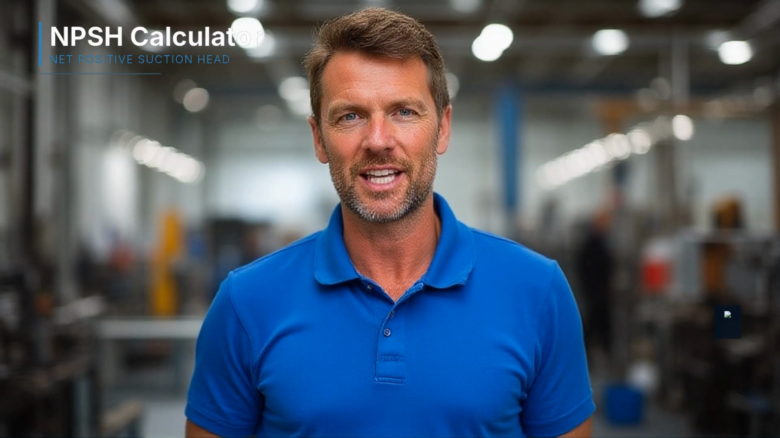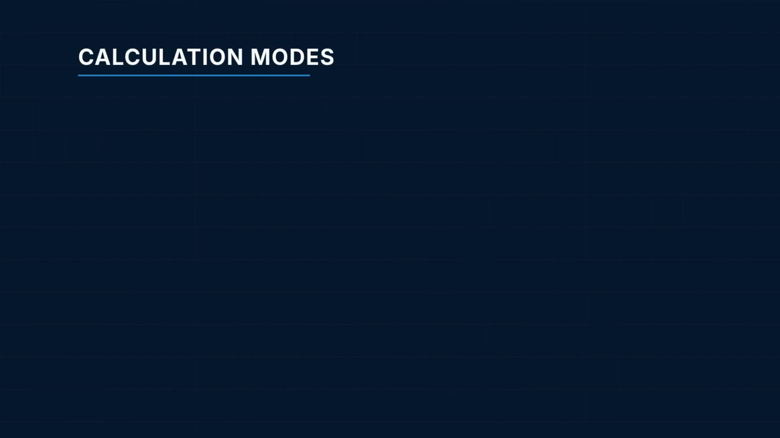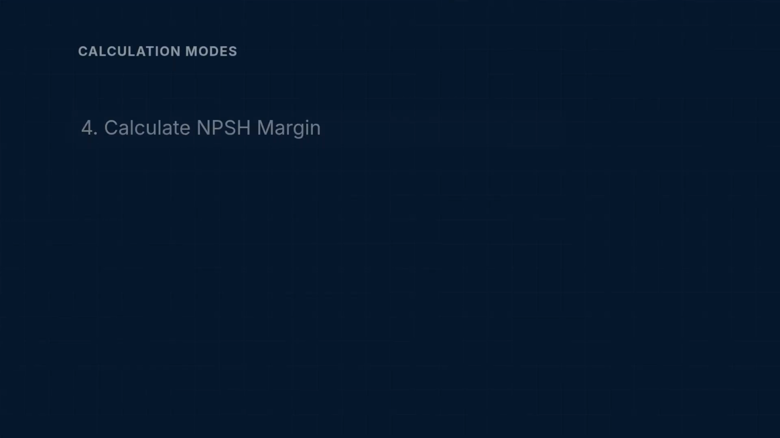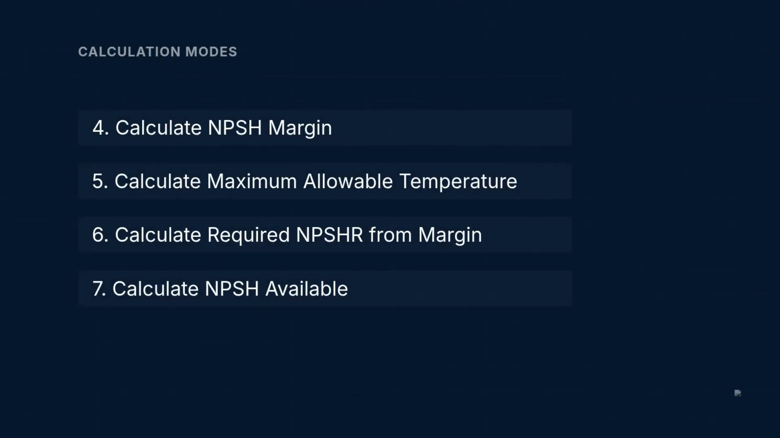This is the NPSH Net Positive Suction Head Interactive Calculator, which determines whether your pump system will operate without cavitation. The calculator offers 6 calculation modes: calculate NPSH available, calculate minimum required pressure, calculate maximum suction lift, calculate NPSH margin, calculate maximum allowable temperature, and calculate required NPSHR from margin.